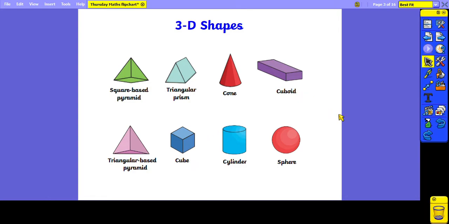And then other shapes actually have points at the top. So the triangular-based pyramid, the square-based pyramid, the triangular prism and the cone all have points. The difference between a square-based pyramid and a triangular-based pyramid is to do with the shape at the base. So if you were to flip these upside down, you would notice that the square-based pyramid has a square-shaped base at the bottom and the triangular-based pyramid has a triangle-shaped base.